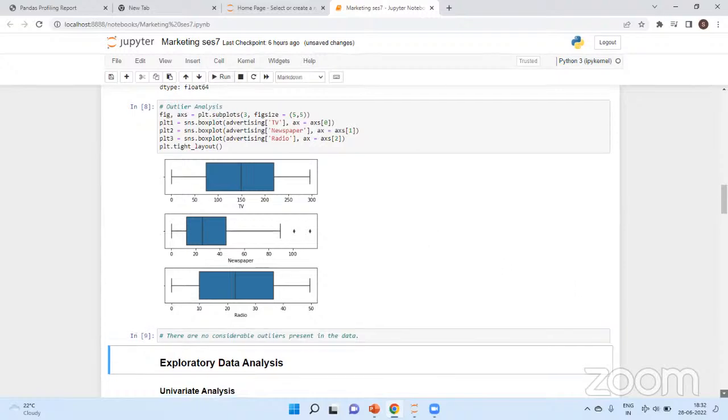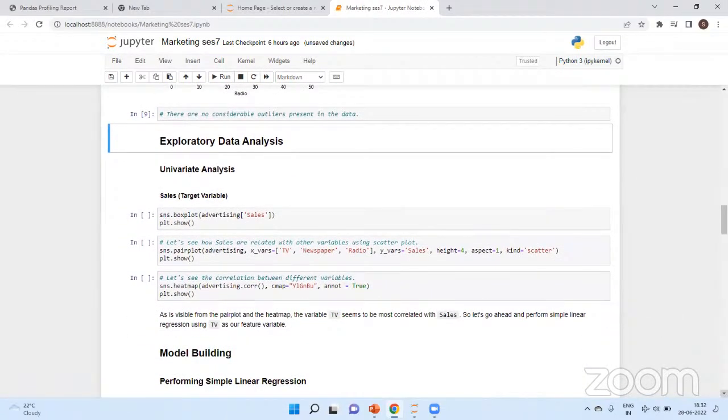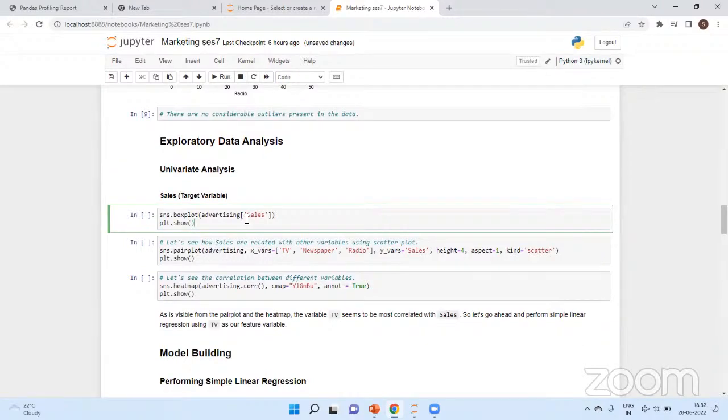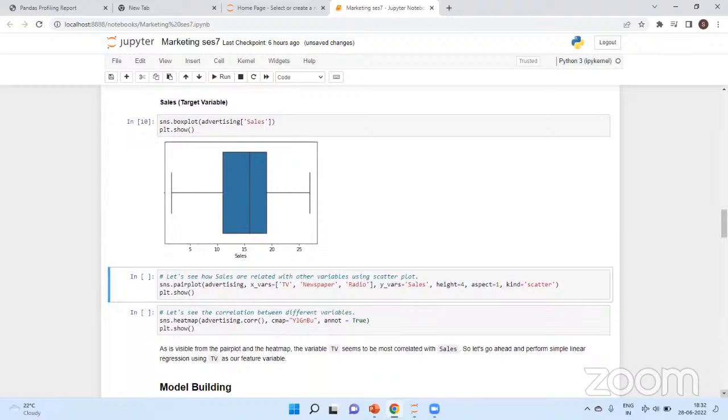Next, exploratory data analysis. So we are starting with univariate analysis. Sales is our target variable. Just SNS for visualization, already imported. Box plot, it is fine. So let's see how sales are related with other variables using scatter plot. This scatter plot will show how the sales is related to the remaining 3, which are TV, newspaper, and radio.